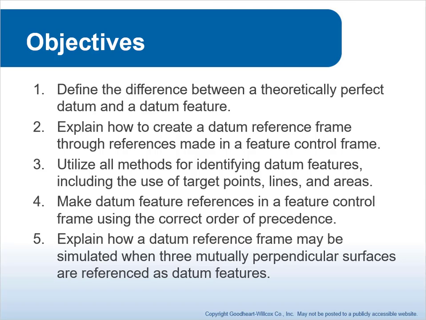3, utilize all methods for identifying datum features, including the use of target points, lines, and areas. Number 4, make datum feature references in a feature control frame using the correct order of precedence. 5, explain how a datum reference frame may be simulated when 3 mutually perpendicular surfaces are referenced as datum features.